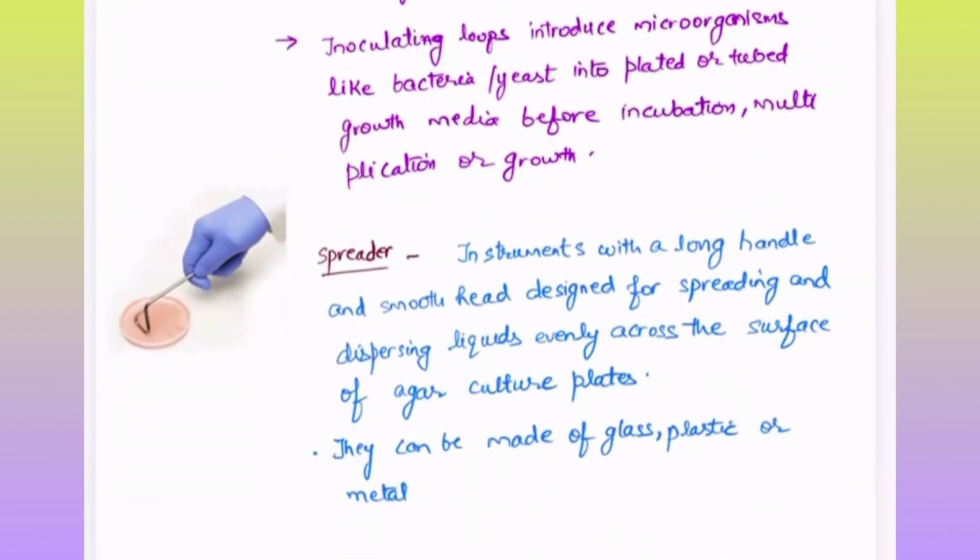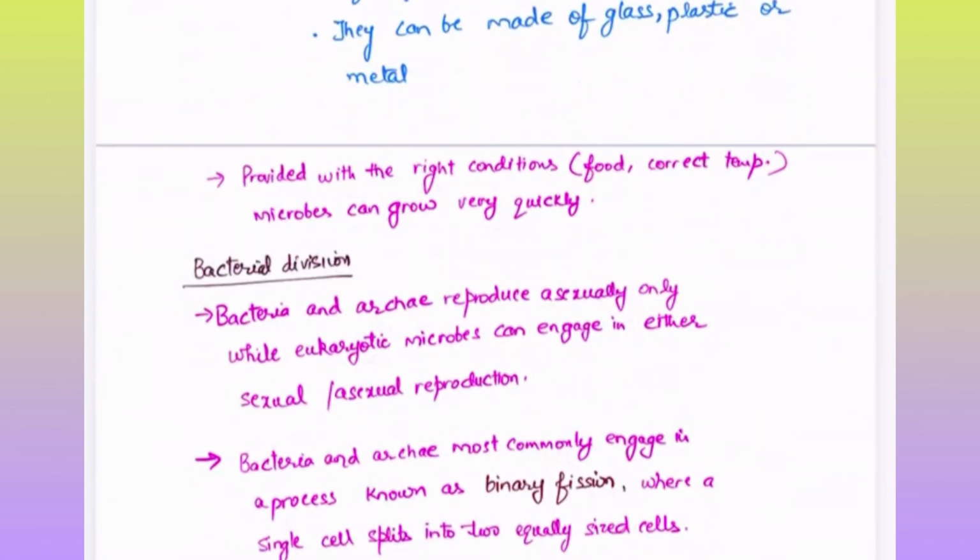This is a spreader. A spreader helps in spreading the bacteria evenly over the Petri plate, which has growth media in it. So a spreader is an instrument with a long handle and smooth head designed for spreading and dispersing liquids evenly across the surface of agar culture plates. They can be made of glass, plastic, or metal. With the right conditions, like food and correct temperature, microbes can grow very quickly.